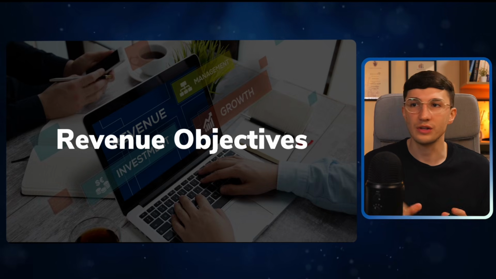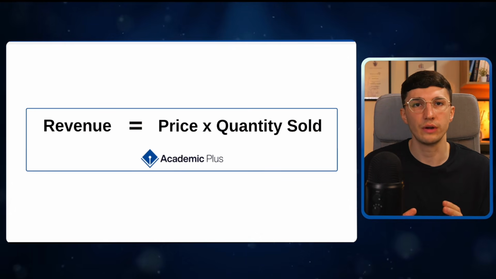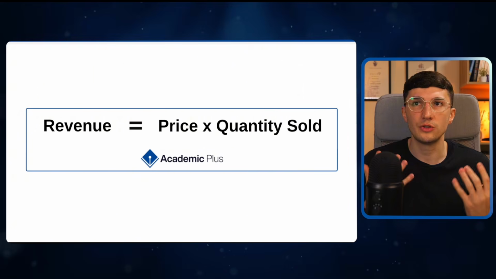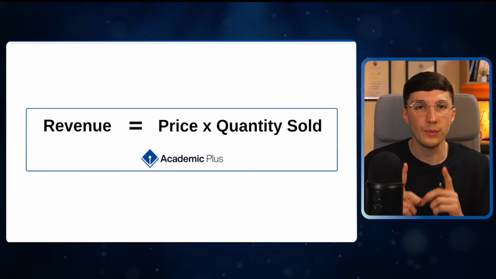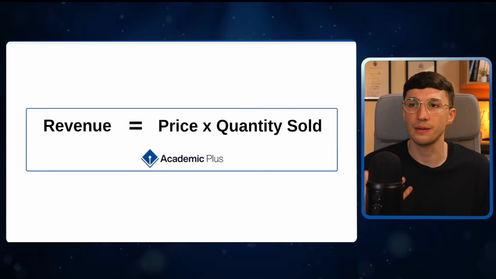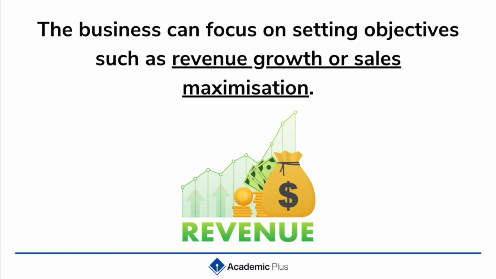We're going to take a close look now at our revenue objectives. Now, by this point in the course, you should know what revenue is. But essentially, revenue is just the money that a business makes from selling their products and services. The way we calculate revenue is that we take our selling price multiplied by the quantity of products that we've sold. Now, when we look at setting revenue objectives, this could be around revenue growth or sales maximization.